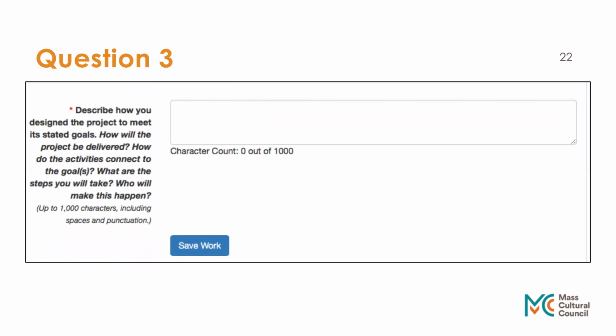We want to know how you designed it to meet those stated goals. So if one of your goals is that everybody finishes a painting, then how have you designed it? Well, 7 weeks, and in week 1 we work on this, and in week 2 we work on that, so that we get to the end of the program and everyone has been able to be successful in this project.